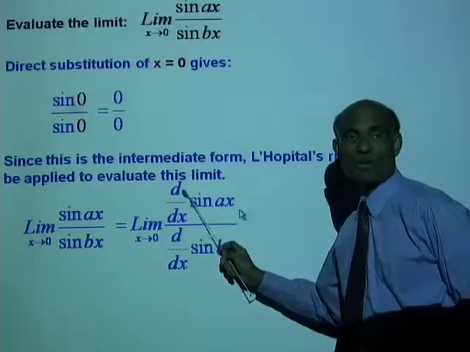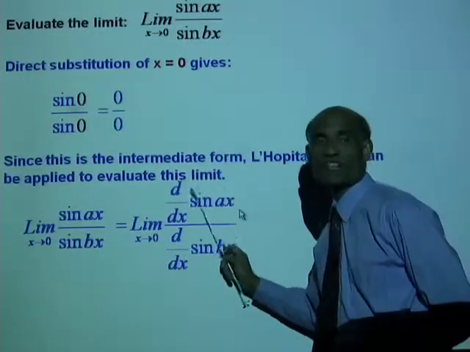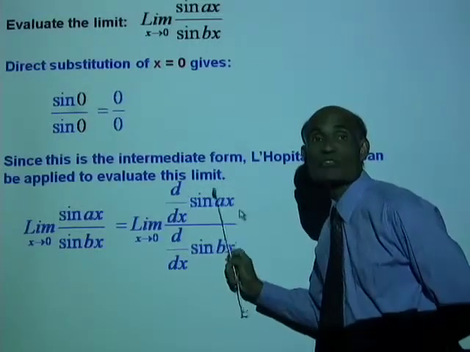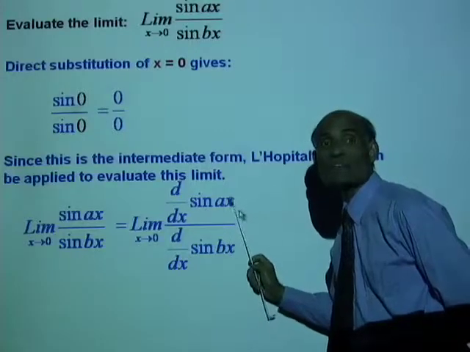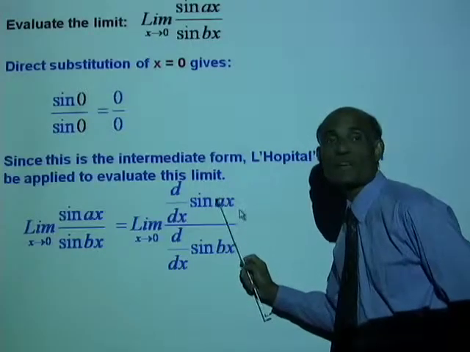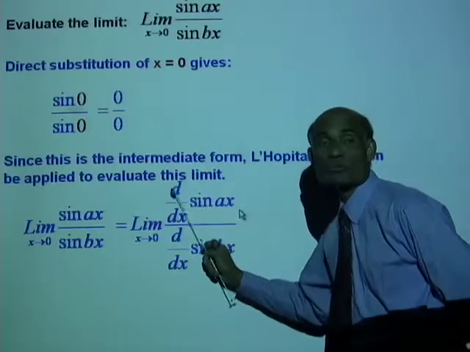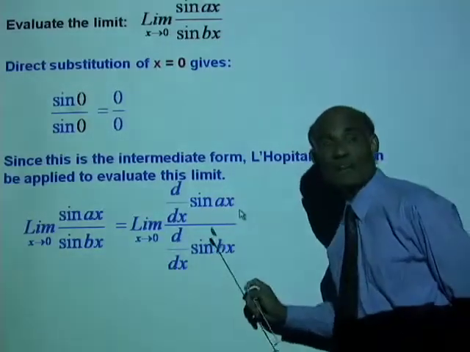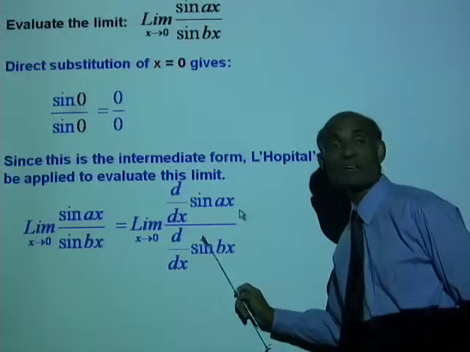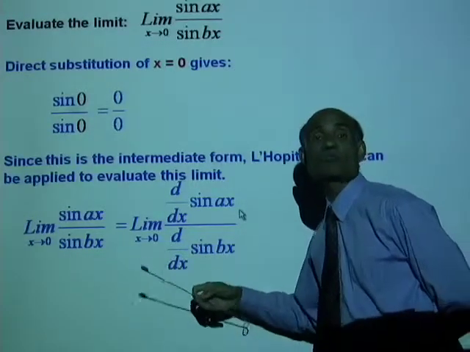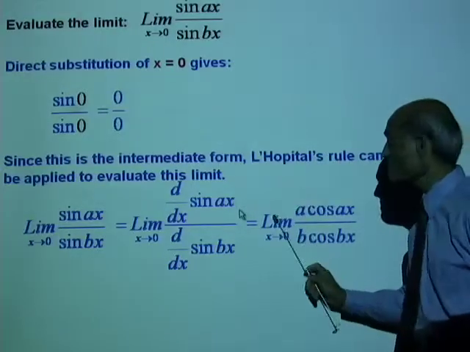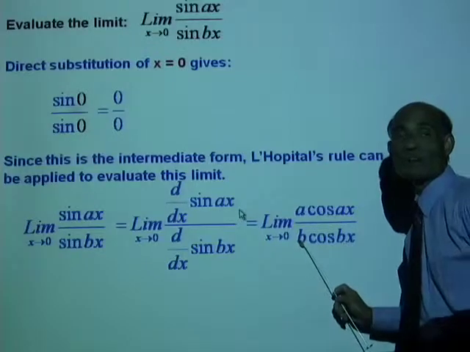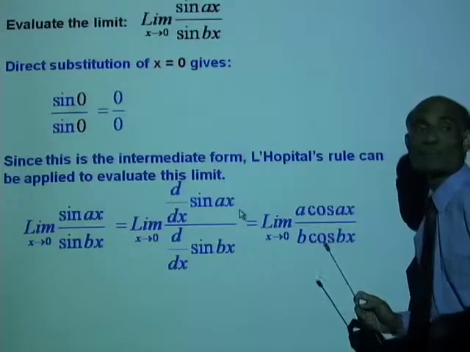There you go. What is d by dx of sine ax? The derivative of sine ax is cos ax times the derivative of ax, which is a. So the derivative of sine ax is a cos ax. And the derivative of sine bx is b cos bx. So this will be limit x approaches 0, a cos ax divided by b cos bx.